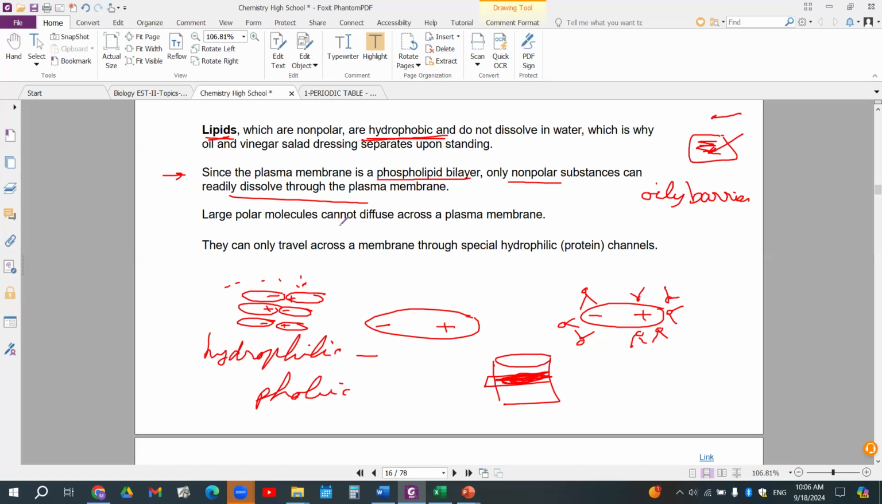Large polar molecules cannot diffuse through the plasma membrane. Small non-polar molecules can diffuse, and there are some other mechanisms. Okay? Next section, we'll have some questions on this.